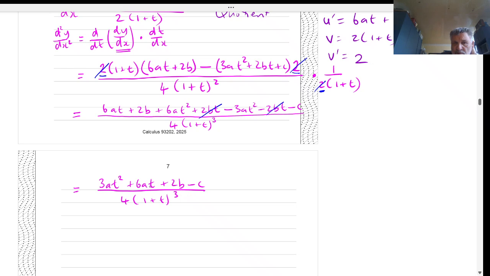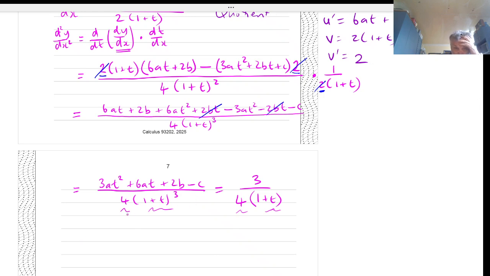So this is our expression for the second derivative of y with respect to x, and we're told in the question that this is the same as 3 over 4 times 1 plus t. And that looks a little bit nice because we've got some common bits in the denominators over here, so there will be some cancellation.